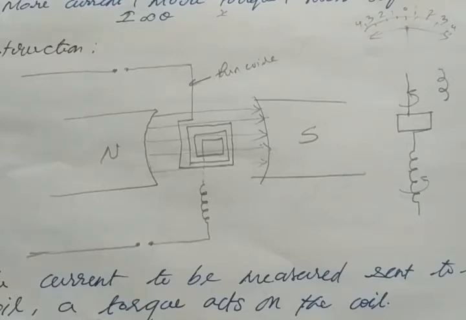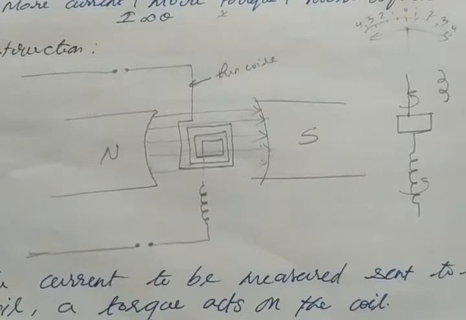When you open the door fully and then take your hand away, the door will automatically close. Why? Because some restoring torque is stored inside the spring of the door, and that restoring torque pushes the door back to its original position. So here also the same thing happens.